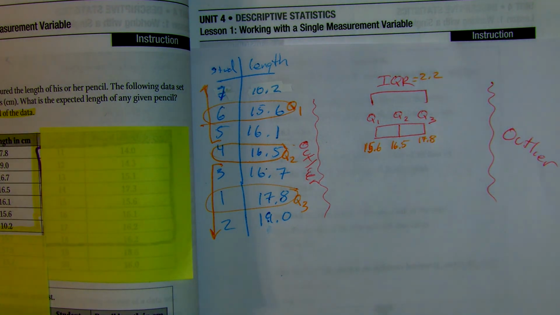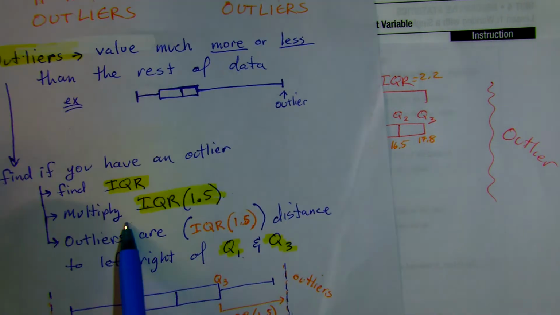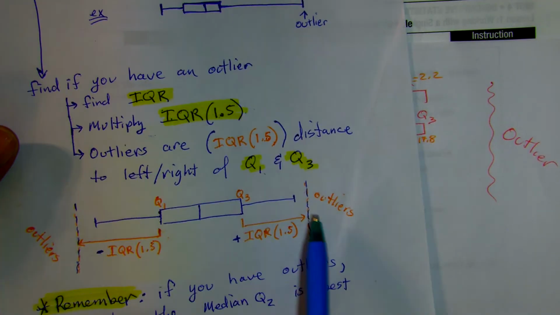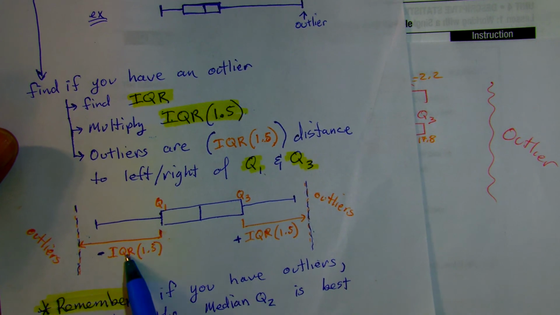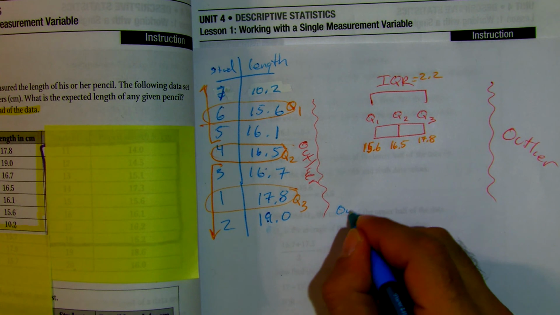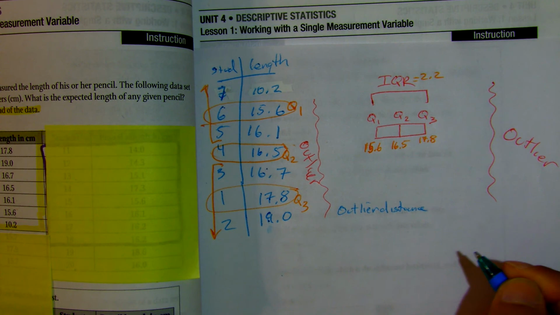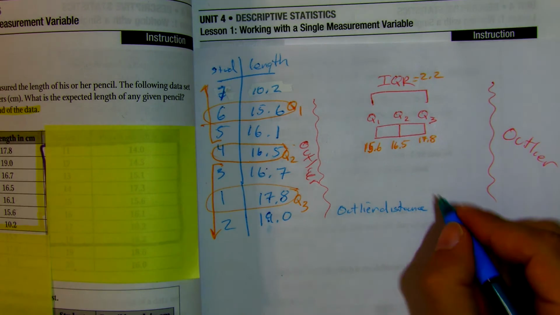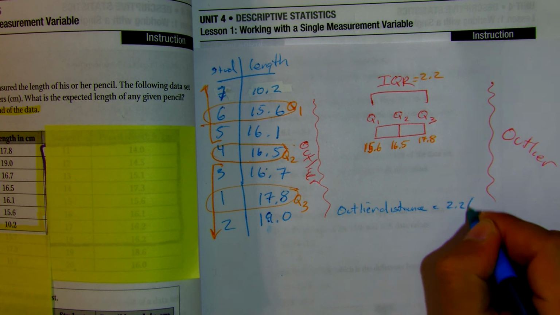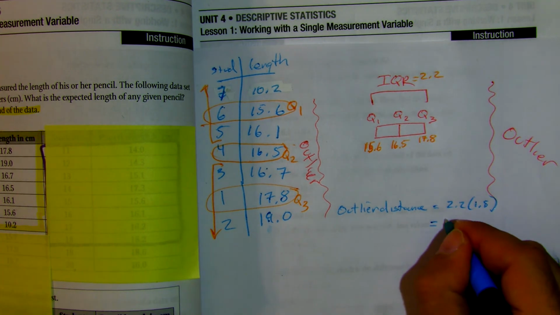Okay. So now we need to go in and use that IQR. Remember that to find the outlier distance, how far to get to these fences, we need to have IQR times 1.5. That's going to be our outlier distance. I'm even going to write that. Outlier distance. Whoops, I made it one word. It's a new word. It's called outlier distance. All right. And that's going to be 2.2 times 1.5. So let's do that. 2.2 times 1.5 is 3.3.